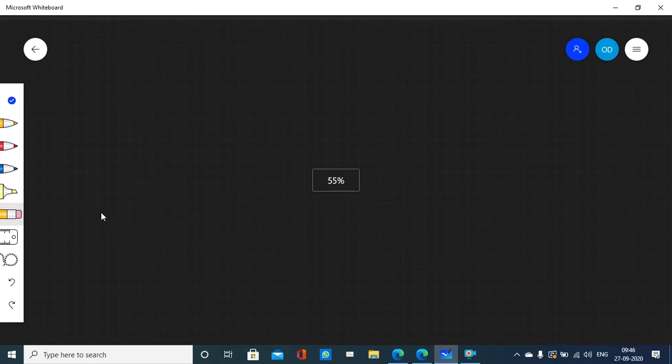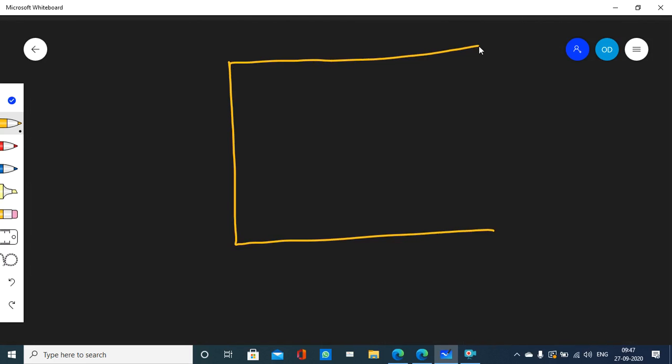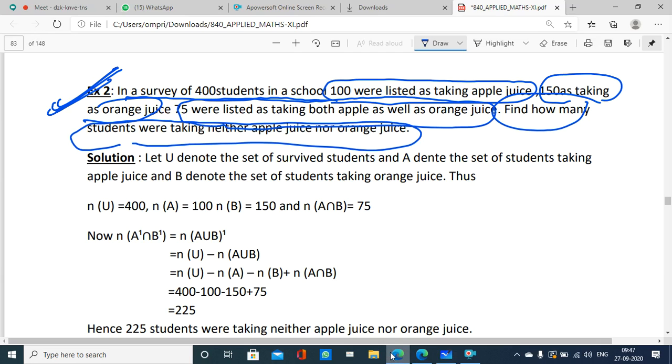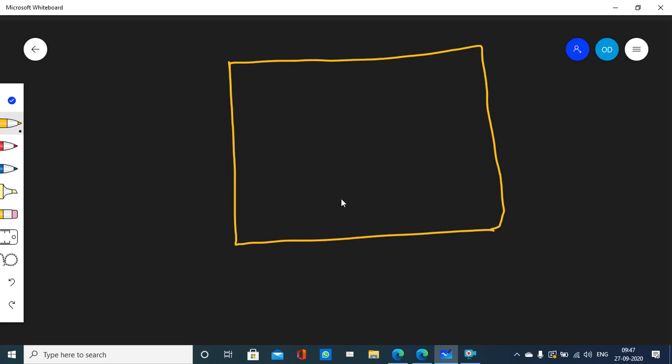Okay. So think about it. Let me have a universal set first. Total 400 students are being surveyed. So let's think about it like this. All the 400 students are there inside this rectangle, this universal set.